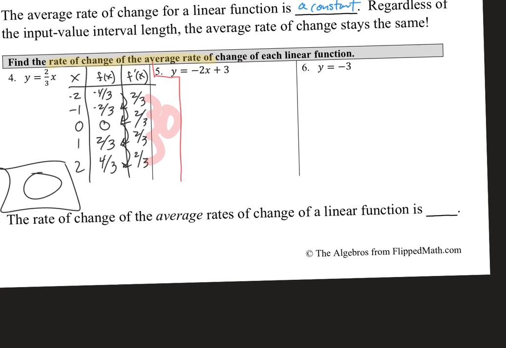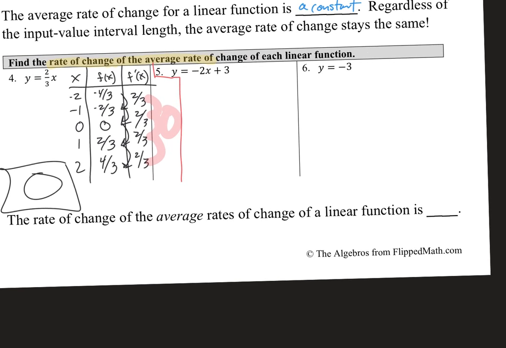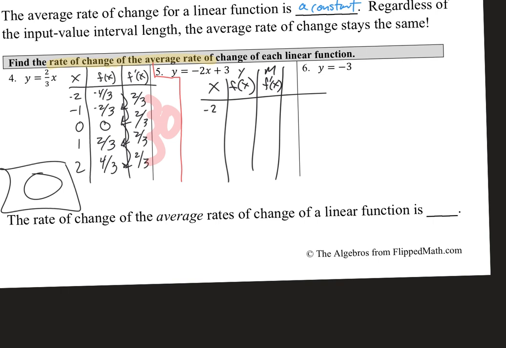I want you to play with these two. Do something similar. I'll start off your table for you. I have an x value, an f of x, or you could call it y, and then we have the slope, or the f prime value, that's our average rate of change. And then over here, we'll put our rate of change of the average rate of change, or our change of change, or a rate of a rate. Again, let's just pick some x values: -2, -1, 0, 1, 2.